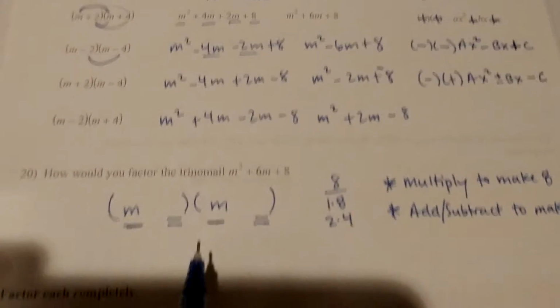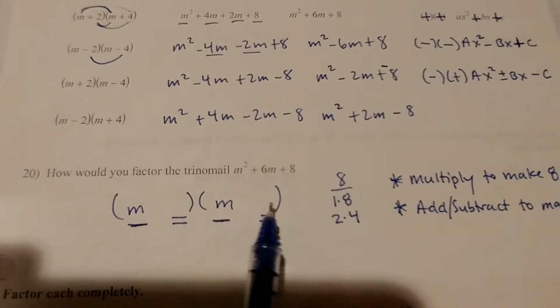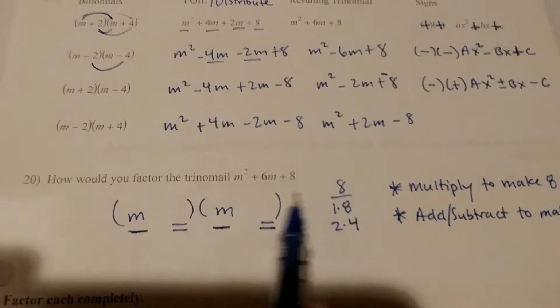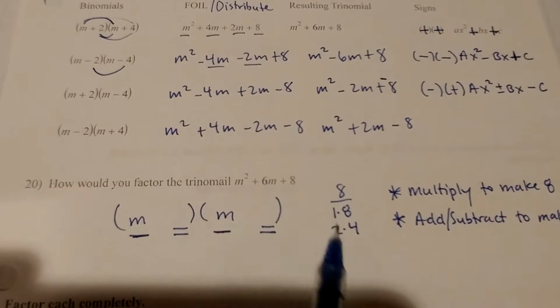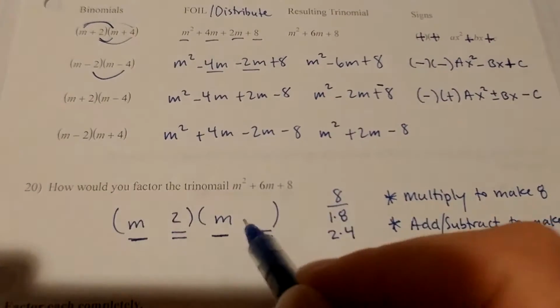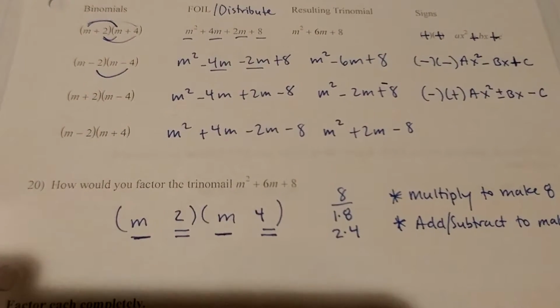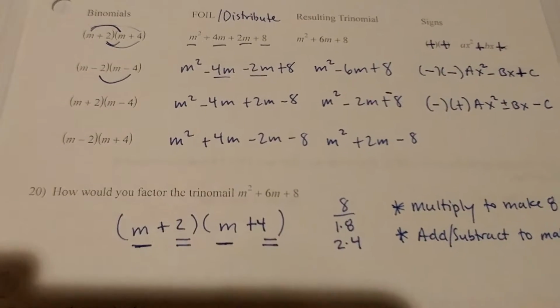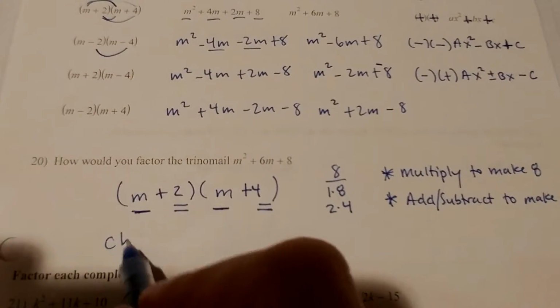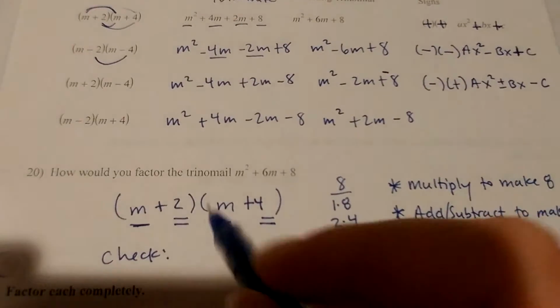So down here we need to find 2 numbers that will multiply to make 8 and then add or subtract to make a 6. So what's it going to be? Well, it's got to be 2 and 4. 2 and 4 will multiply to make 8 and then they will add to make 6. Okay, let's check it. We check it by distributing or FOILing.